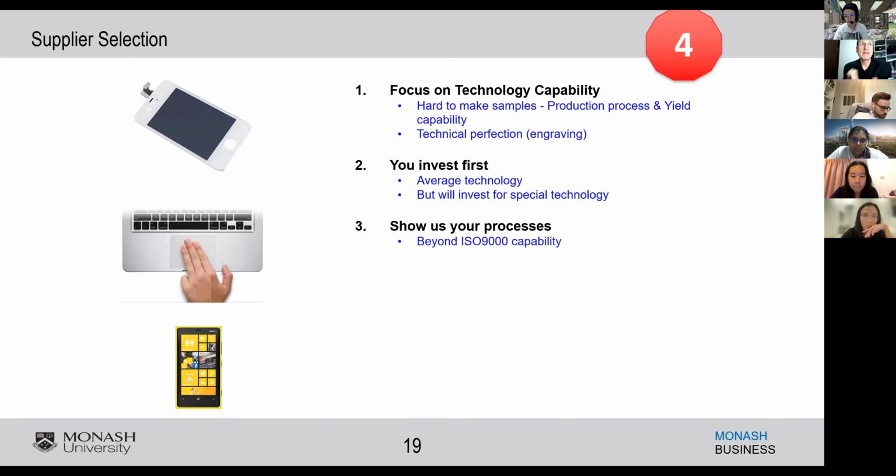Number 4. There's a focus on technology capability. You just said that they care about technology, but let's expand this a little bit more. They really focus on hard-to-make samples. I'll give you an example of the technical perfection that they have, like engraving. How many of you have an Apple product or a MacBook or something with an engraving on it? Anyone?